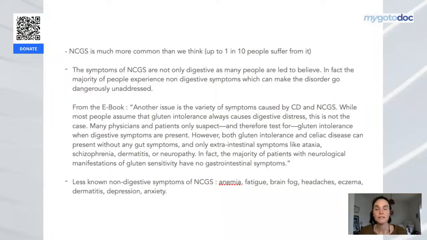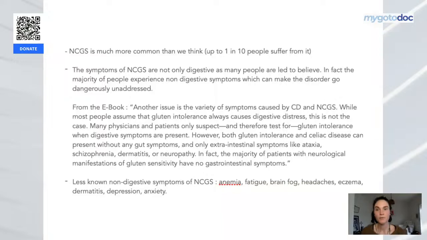So non-celiac gluten sensitivity is actually a lot more common than we think. Up to 1 in 10 people suffer from it. And the symptoms are often, as I said, non-digestive. And this is an issue because people think that if I eat bread or gluten and I'm not bloated and I don't have digestive issues, then I must be fine, without realizing that anemia, fatigue, brain fog, headaches, eczema, dermatitis, depression, and anxiety can be symptoms. So in particular, as we spoke about, those skin and neurological related symptoms are actually much more common in the case of non-celiac gluten sensitivity.